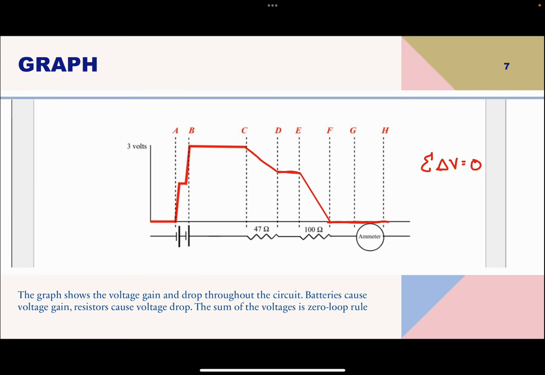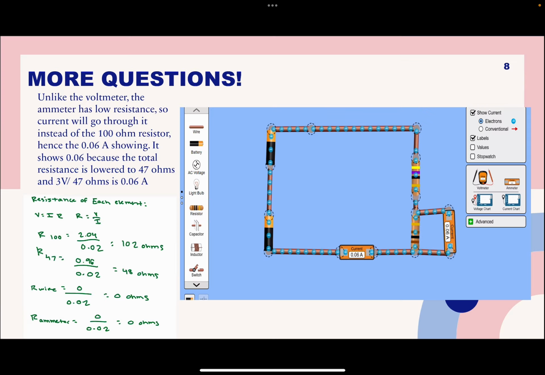And this is the graph. The graph shows voltage gain and drop throughout the circuit. Batteries cause voltage gain, resistors cause voltage drop. The sum of the voltages is 0 due to the loop rule. So the total change in electric potential is 0.